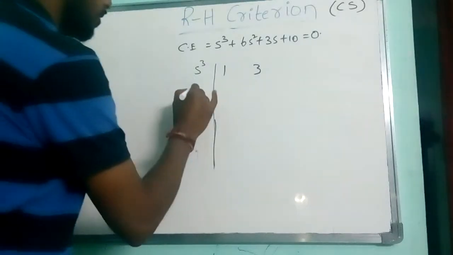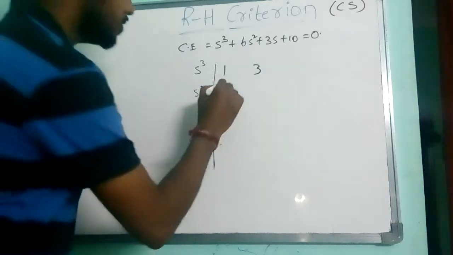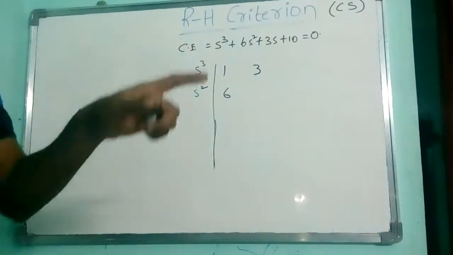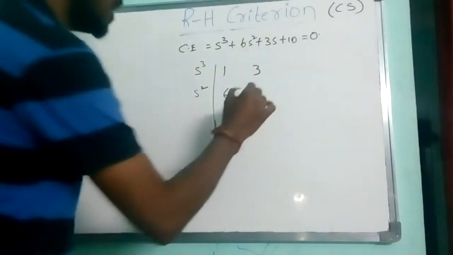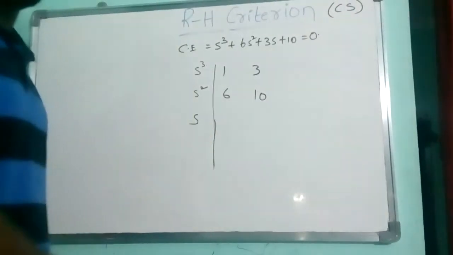Similarly, S square next. What is the coefficient of S square? 6. Next, S power 0 in the even, that means 10. Next I need to find the S power 1 row.